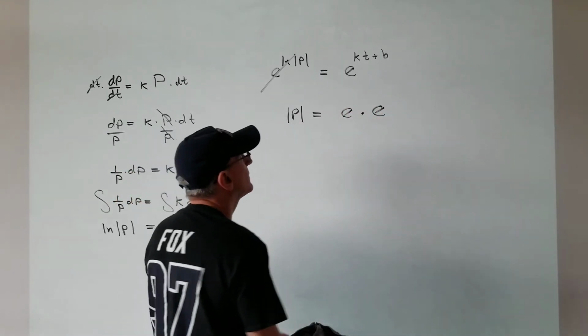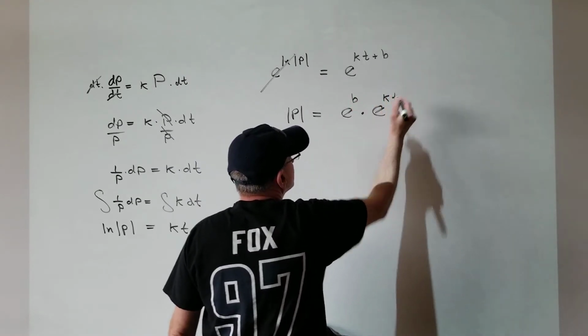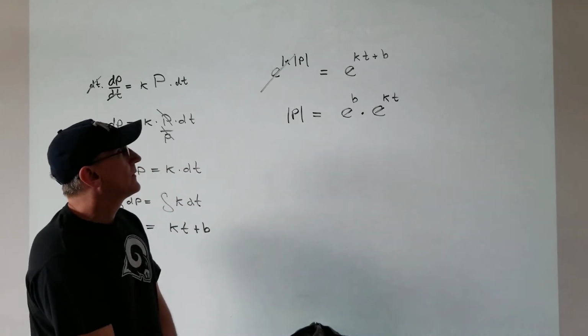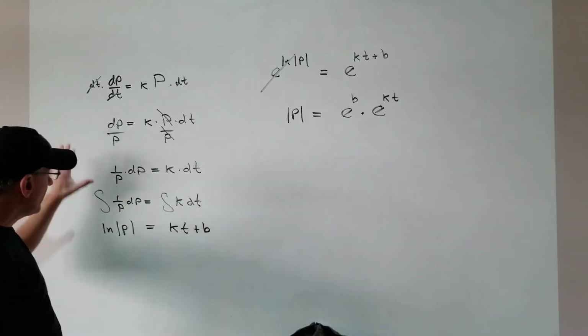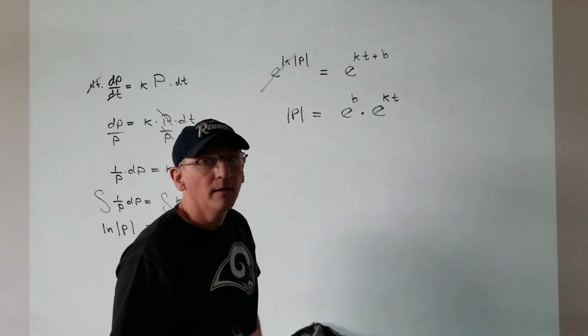One of those powers looks like e to the b. I'm going to put it here. The other one looks like e to the kt. Separate, integrate, exponentiate, manipulate, designate.